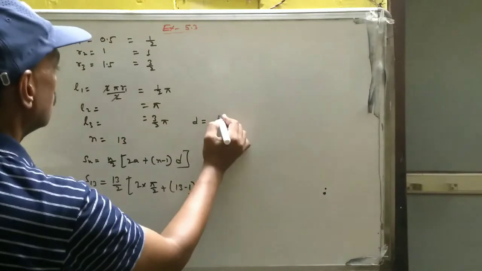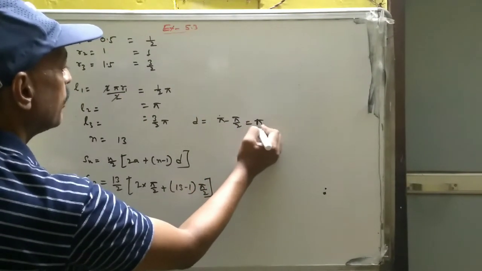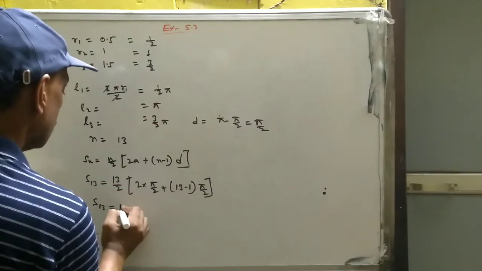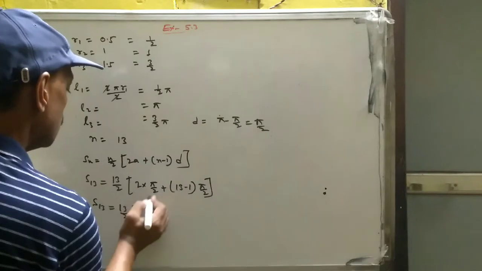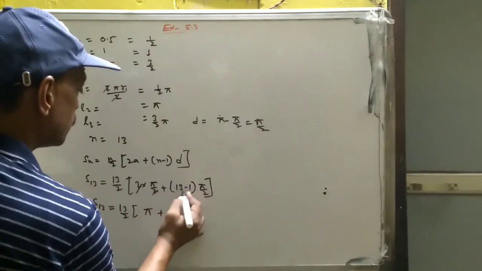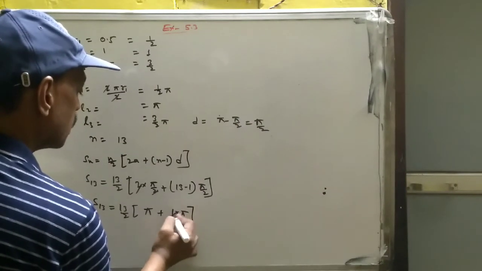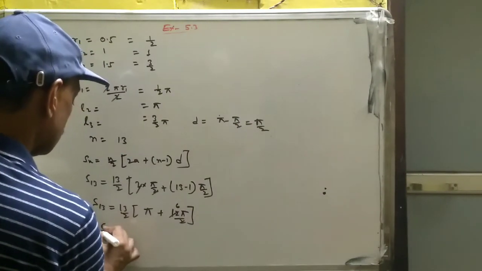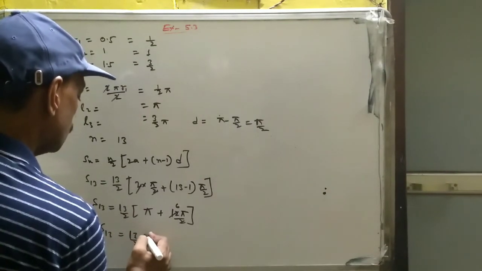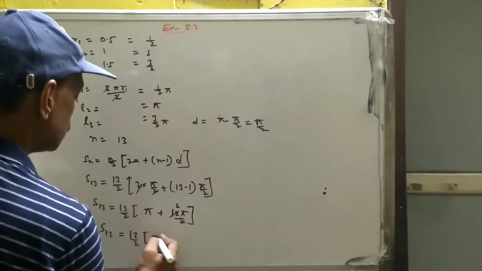d equals pi minus pi by 2. Obviously it will be pi by 2. Now calculate this. It is 13 by 2. 2 and 2 cancel out, pi. And this is 12 pi by 2, cancel out, 6. S13 equals 13 by 2, and this is 6 pi plus pi, so 7 pi.